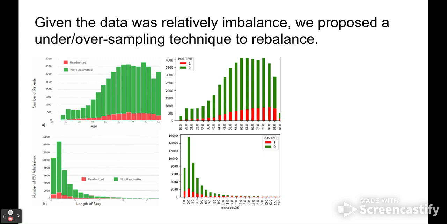The charts on the left are from the original paper. The charts on the right are from our project. As you can see, the data is relatively imbalanced. Because of this, we propose an under and over sampling technique to rebalance the data. This allows us to make better predictions with less imbalance.